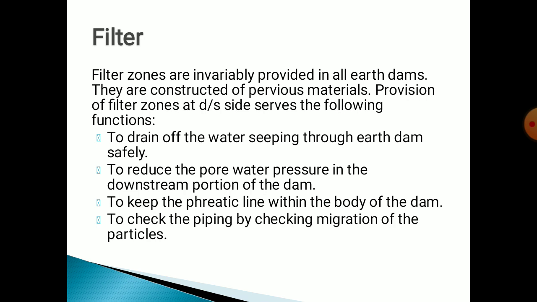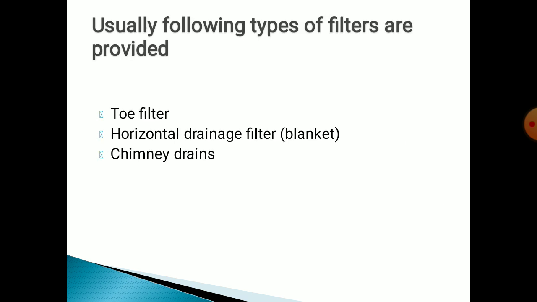Now the filters. The filter zones are invariably provided in all earth dams. They are constructed of pervious material, and the provision of filter zones at the downstream side serves the following functions: to drain off the water seeping through the earth dam safely, and to reduce pore water pressure in the downstream portion of the dam. This is very important. The next is to keep the phreatic line within the body of the dam, and the last one, which is also important, is to check piping, that is, the migration of particles.